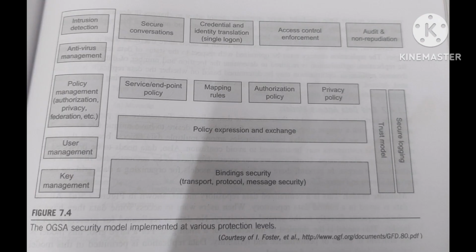This is an OGSA security model diagram. At the bottom, we have the security standards like transport protocol and message security. At the left side corner, we have key management, user management and policy management. In the policy management, we have authorization, privacy and federation. Next, antivirus management and intrusion detection. So this is a diagram which illustrates the OGSA security model.